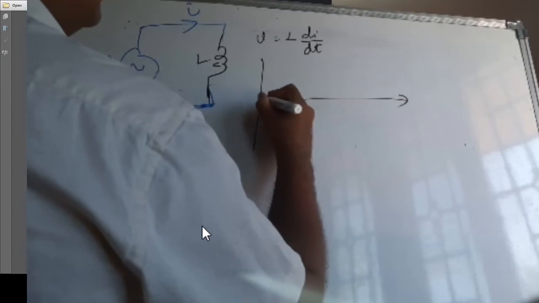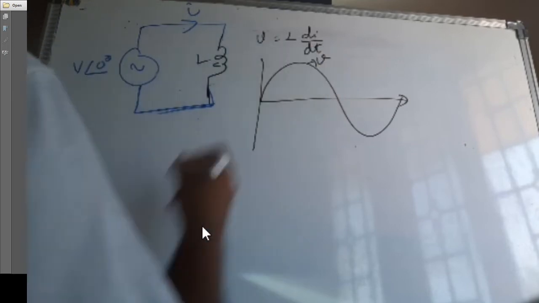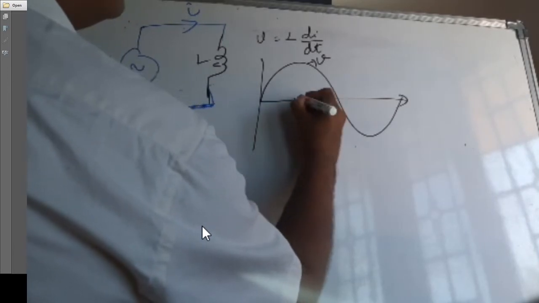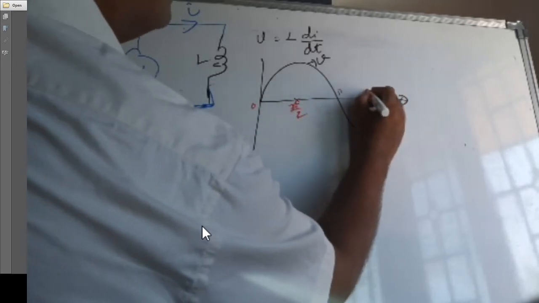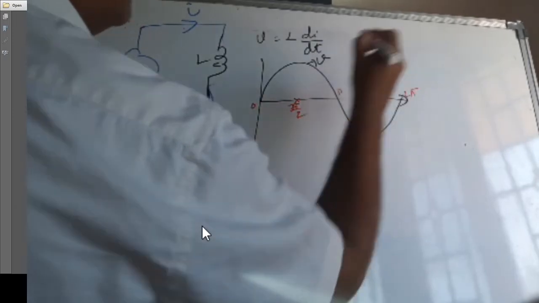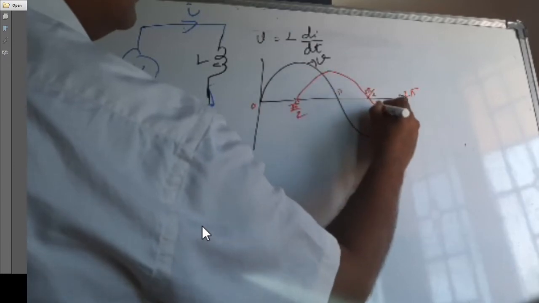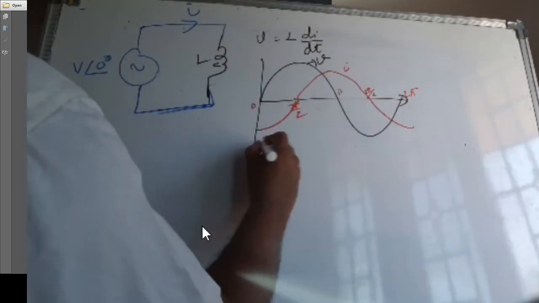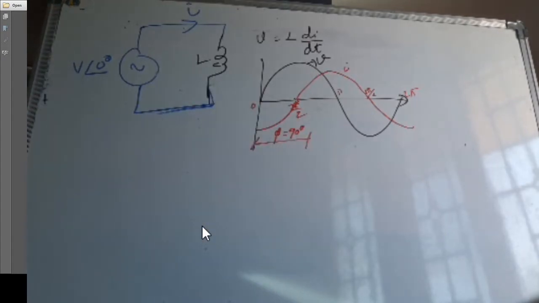So here you see that this is the voltage waveform V, okay? That means the current, if it is a pure inductor, lags behind. The current starts at 90 degrees, which is the waveform of the current. That means this angle phi is equal to 90 degrees. This is what you have to do.